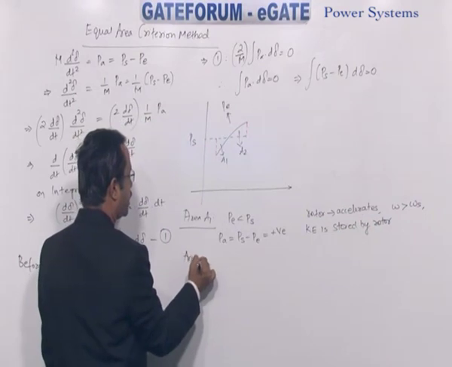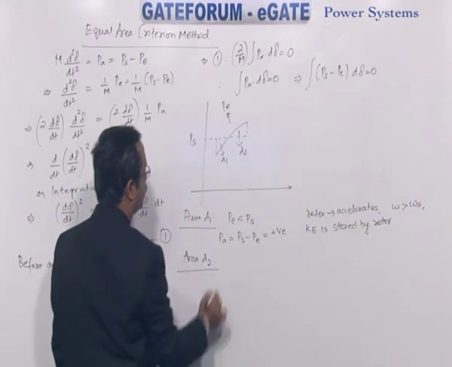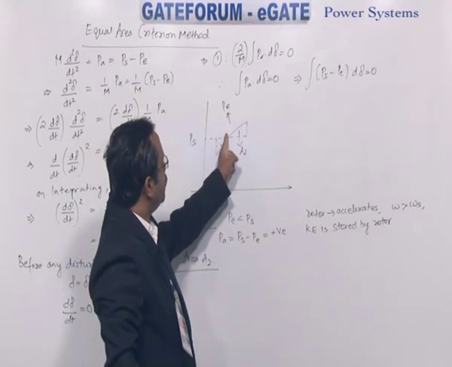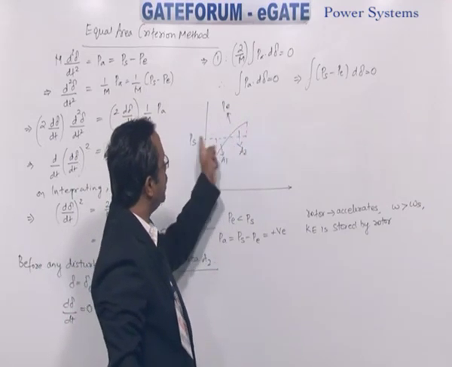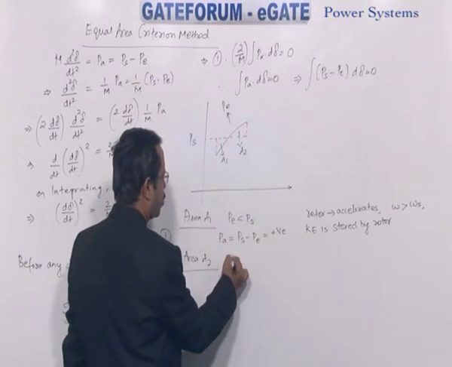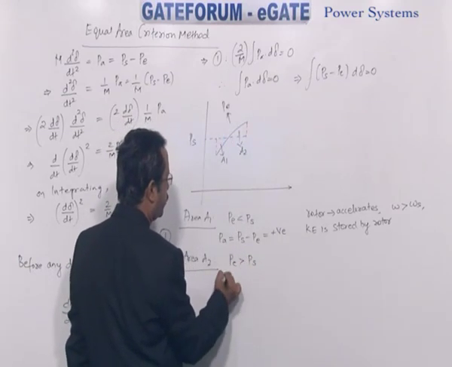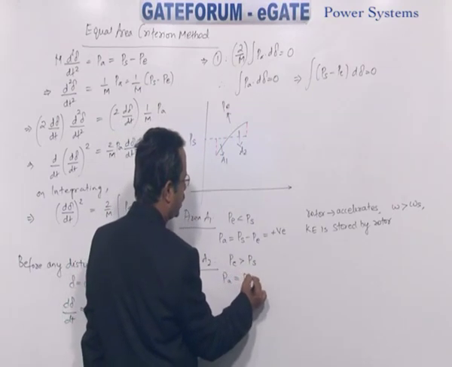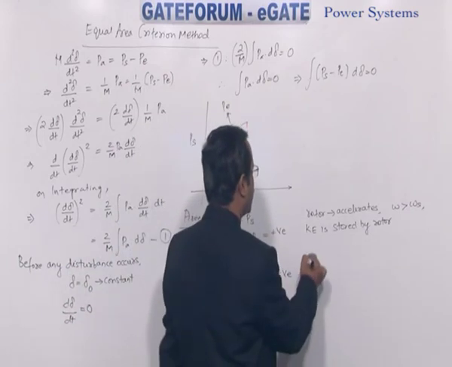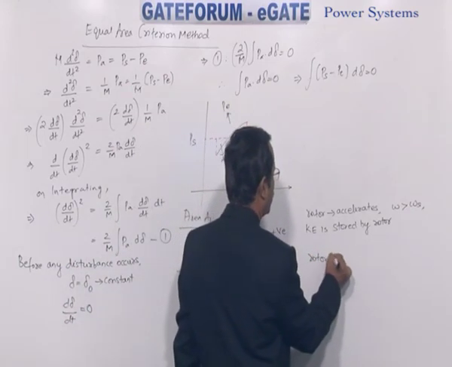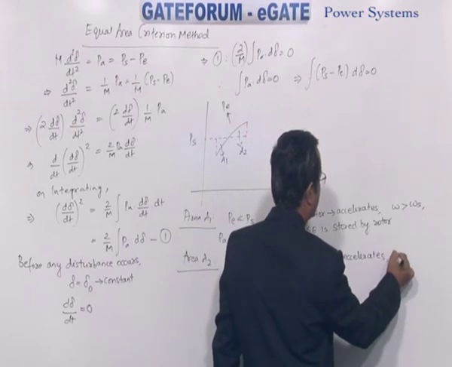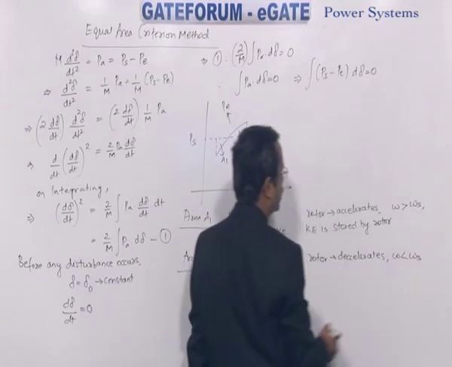Now you consider the area A2. Check in this area A2. Electrical output is greater than the mechanical input PS. So what will be the acceleration power? It is negative. What happens when PA is negative? When PA is negative, the rotor decelerates, that is omega less than omega s.